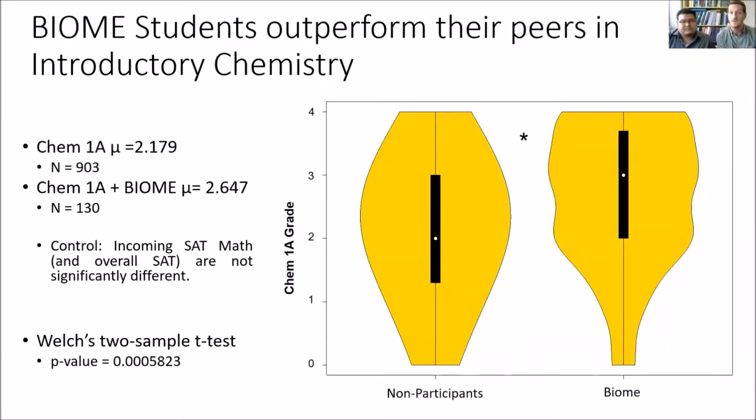This is data showing violin plots that look at the participants and non-participants of Biome 1, so MCV 11, and their Chem 1A grades. This is their first introductory chemistry class. You have about 130 students in Biome, and you can see a statistically significant increase in student academic performance, with a mean of about 2.6 versus a mean of about 2.2.